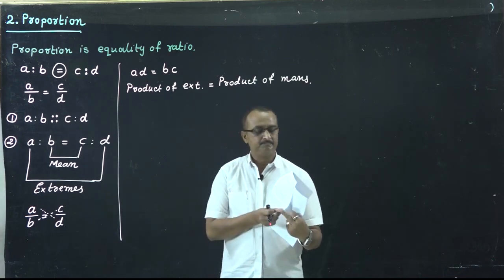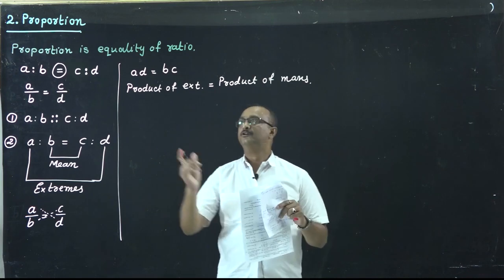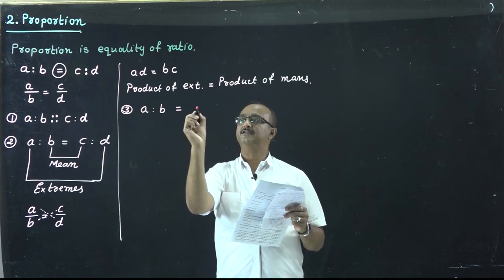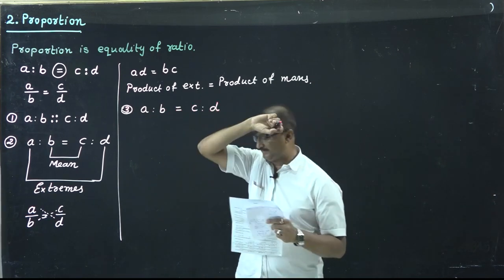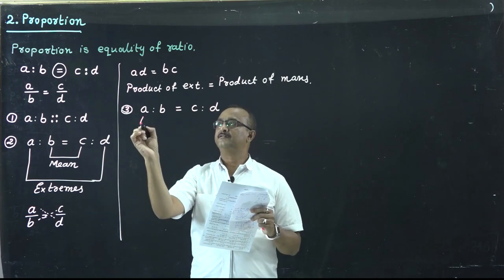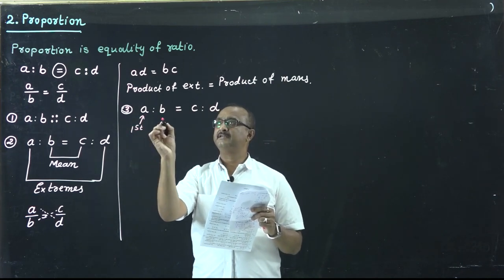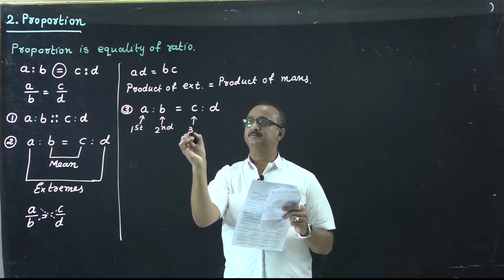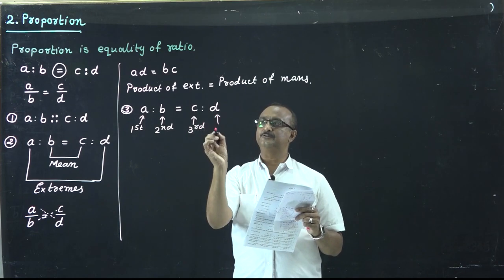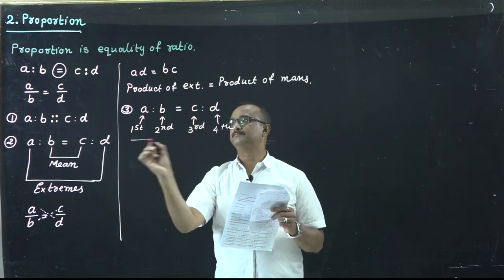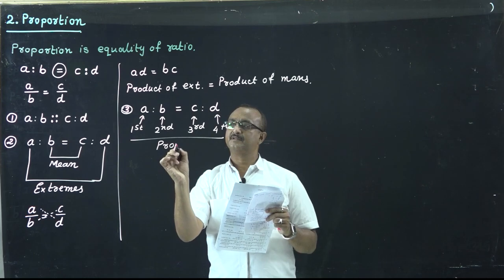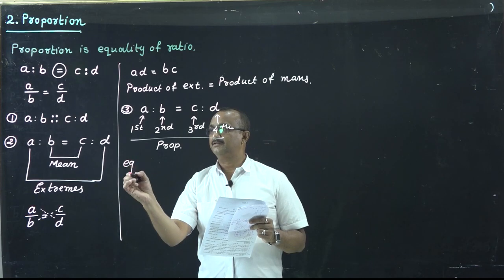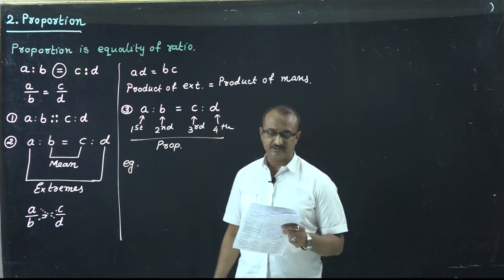Next point is, if A is to B equal to C is to D is given, it is called first proportion, it is called second proportion, it is called third proportion, and it is called fourth proportion. Okay. Now we are taking one example for these proportional terms.